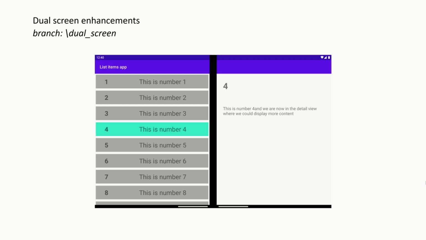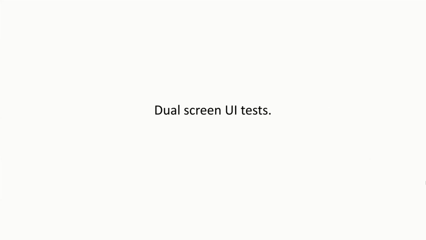It follows the list-detail pattern that Bianca explained before in the previous talk. We show the information in a better way for our users when they have the app spanned. And for instance, this is a pattern that many apps are using, like Outlook, Microsoft To Do, and others. And the last thing that we are going to see is how to implement simple dual screen UI tests.